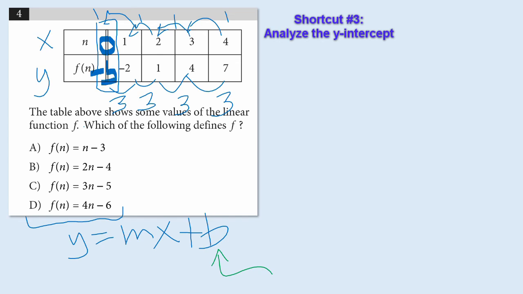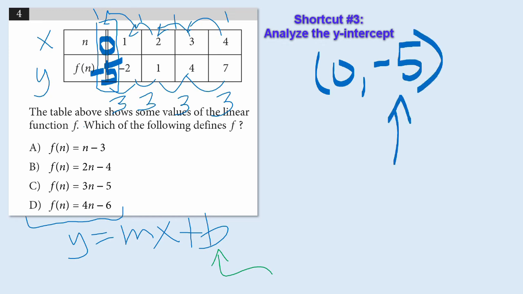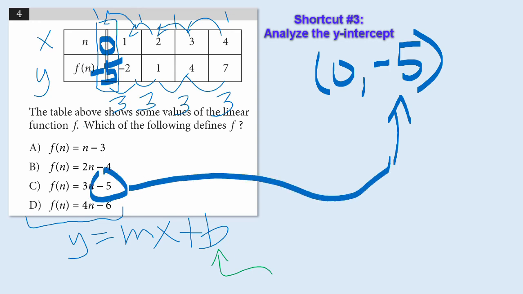And if x is equal to 0 and y is equal to -5, that means that -5 must be the y-intercept. Well, there's only one equation that has -5 as the y-intercept. So at that point, I automatically know that C is the right answer as well.